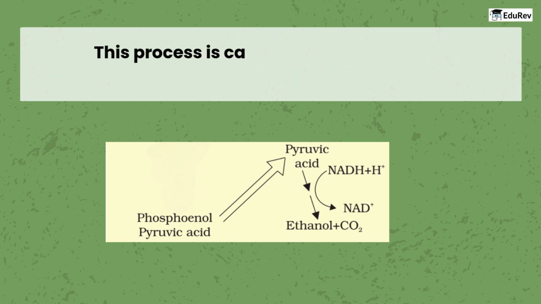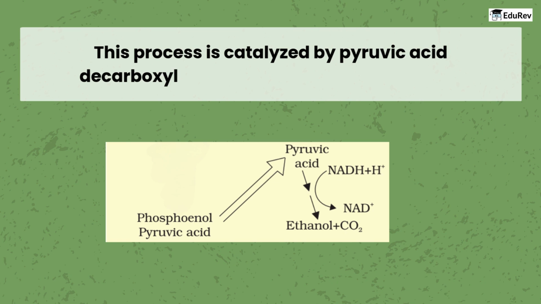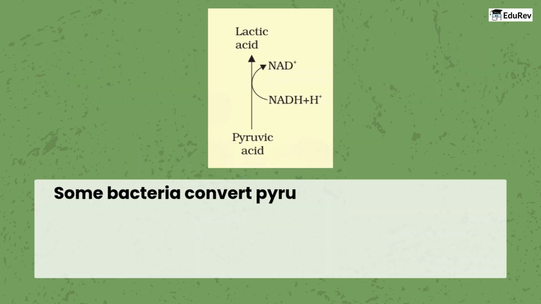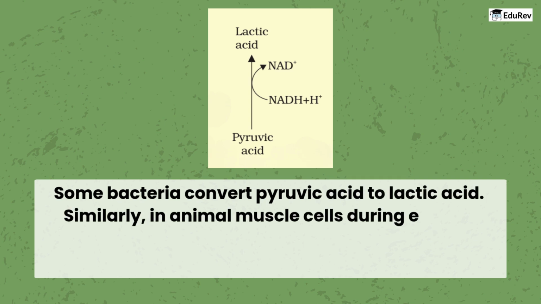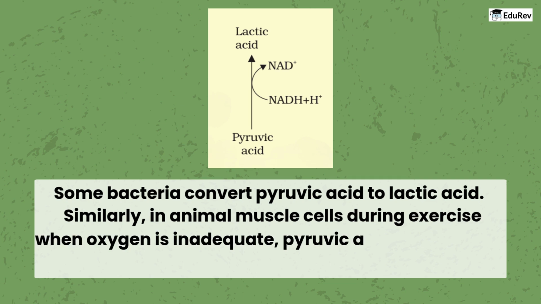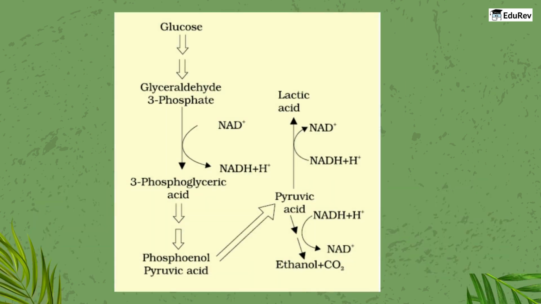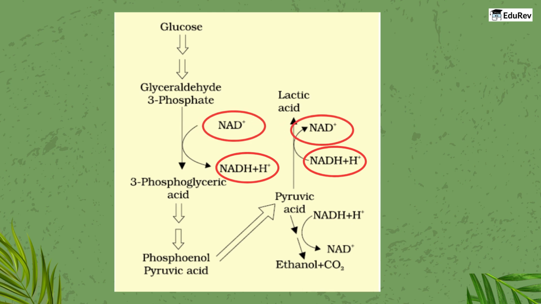This process is catalyzed by pyruvic acid decarboxylase and alcohol dehydrogenase. Some bacteria convert pyruvic acid to lactic acid. Similarly, in animal muscle cells during exercise when oxygen is inadequate, pyruvic acid is reduced to lactic acid by lactate dehydrogenase. In both processes, NADH plus H plus serves as the reducing agent and is reoxidized to NAD plus, maintaining the redox balance necessary for glycolysis to continue.